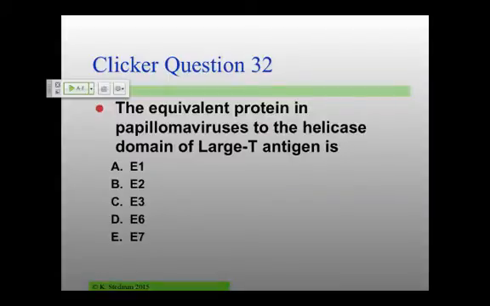But first, of course, everyone's favorite are clicker questions for the day. The equivalent protein in papillomaviruses to the helicase domain of large T antigen is E1, E2, E3, E6, or E7.